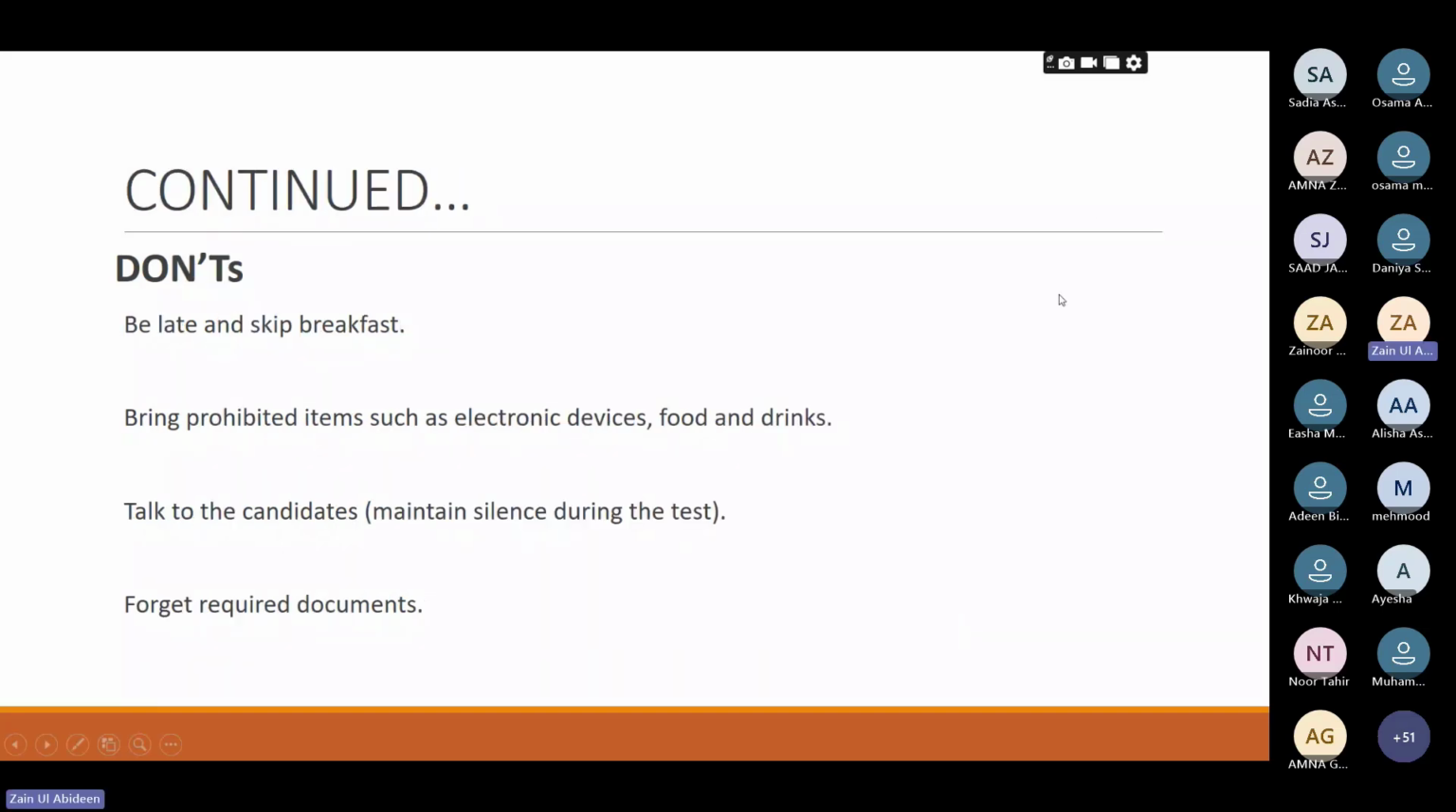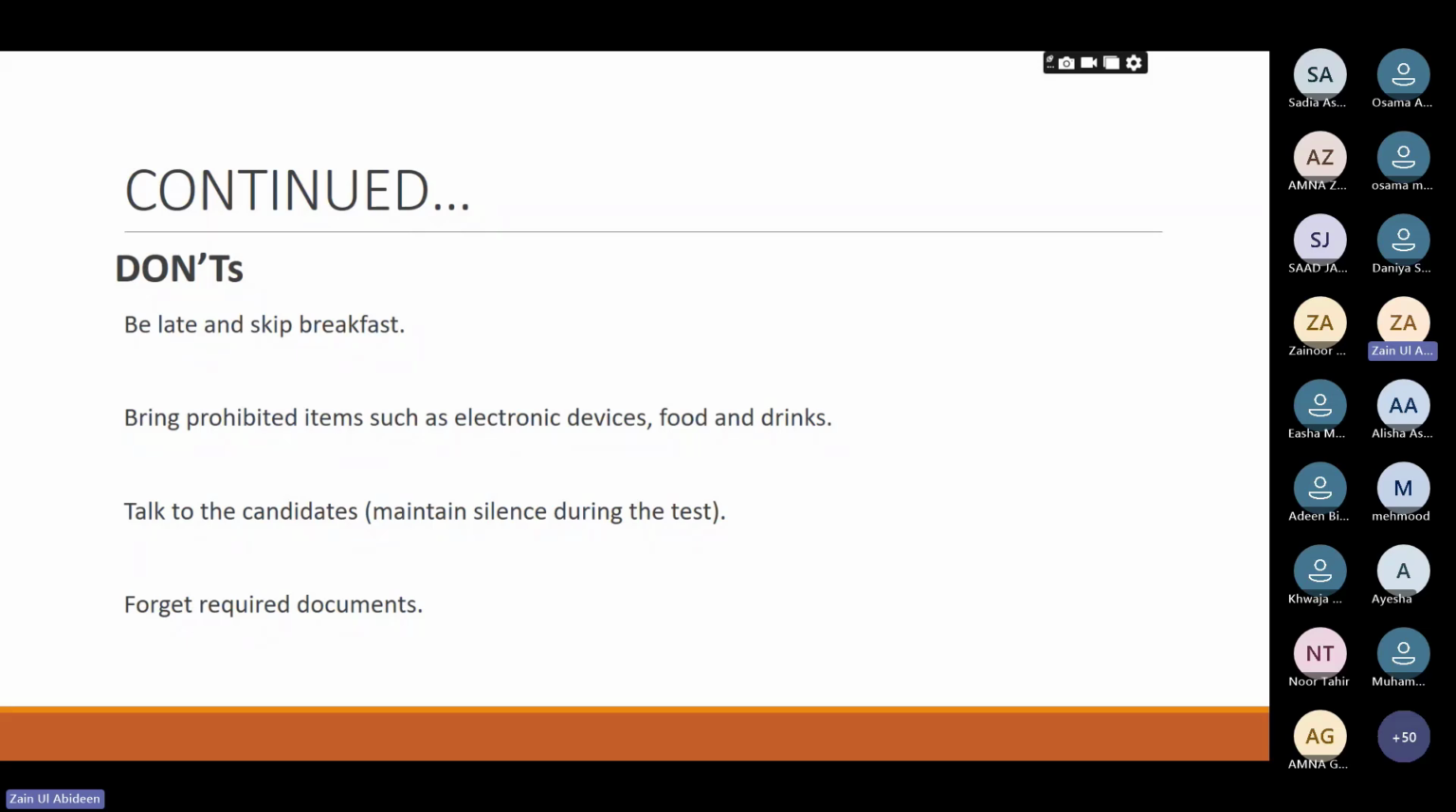All right, so the next are the don'ts. Many people skip their breakfast. So the first don't for me is don't skip your breakfast, because on the test day when you reach the test center, the check-in process is going to be continuous from 8 o'clock to 9 o'clock, and after 9 o'clock you're going to be put into a ride that's going to continue till 12:30 or 12 p.m. And during that time you're not allowed to eat or drink anything.